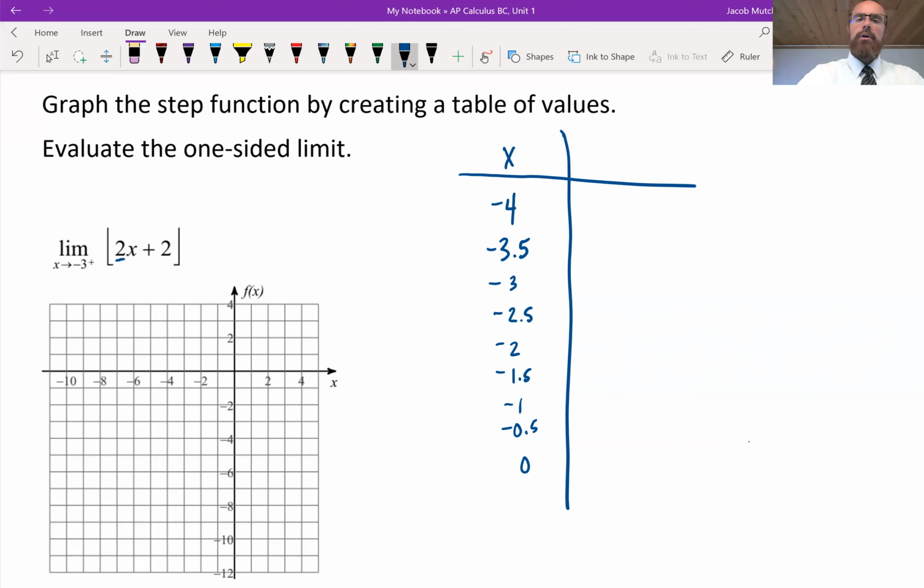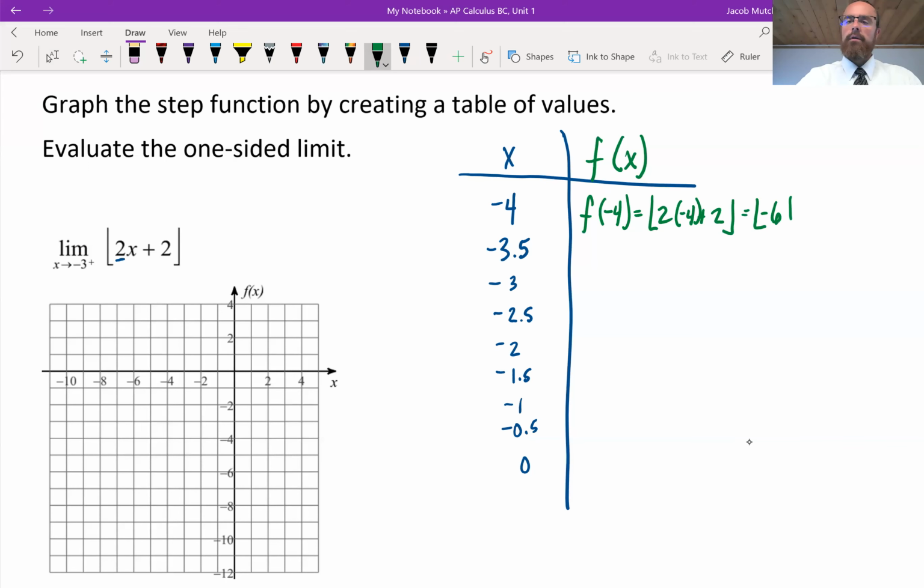Let's evaluate. So I'm going to pick up f of x. Let's start by calculating f at -4. And that equals, in parentheses, 2 times -4 plus 2. So 2 times -4 is -8, plus 2 is -6. And again, what we're saying is, what's the greatest integer that's less than or equal to -6? Well, that's -6 itself.